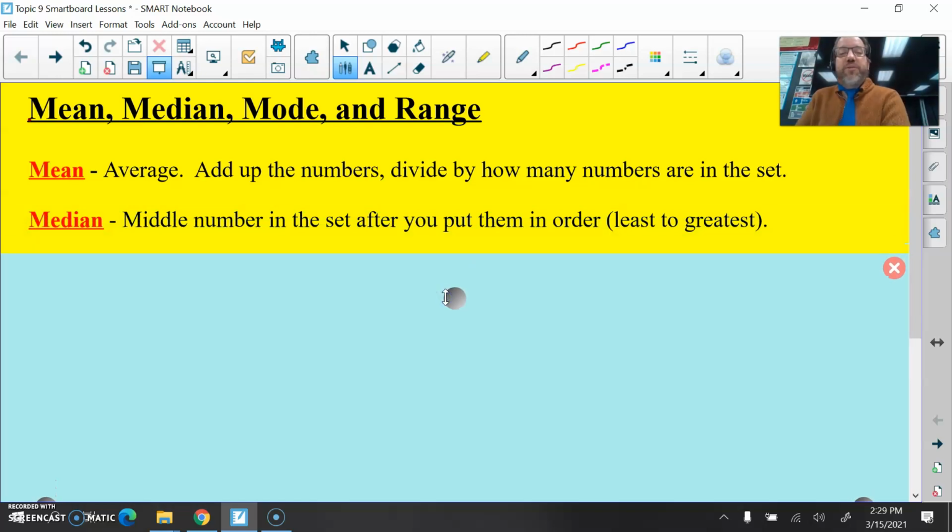Median is the middle number in the set after you put all the numbers in order from least to greatest. Okay, put them in order, least to greatest. Grab the number that's in the middle. That's your median.